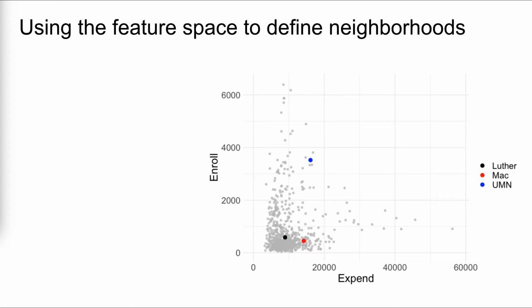It's nice to know that the KNN algorithm can handle multiple predictors, but we have yet to answer how neighborhoods are defined in these settings. To this end, we have to consider the feature space in our example, that is, the outcomes of the enrollment and expenditure predictors. For example, consider three schools highlighted here: Macalester College in red, University of Minnesota in blue, and Luther College in black.